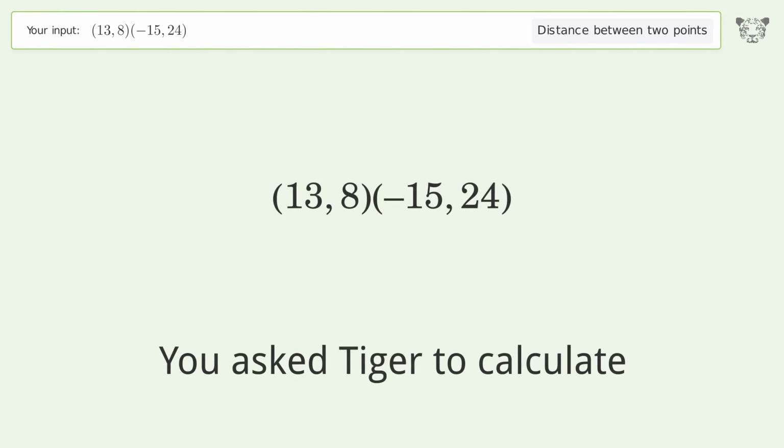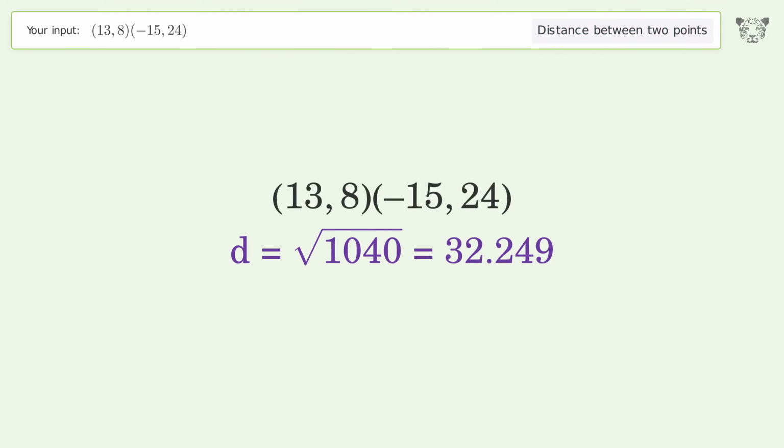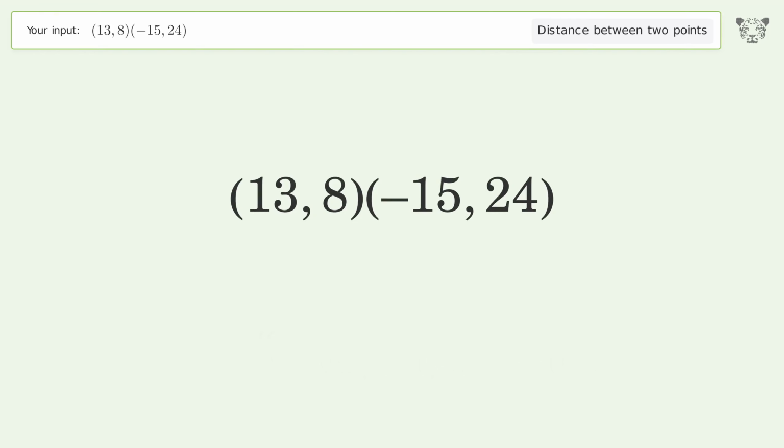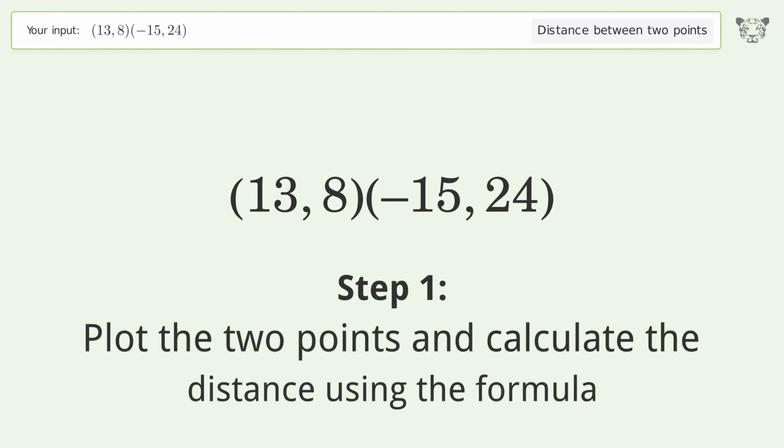You ask Tiger to calculate. This deals with the distance between 2 points. The distance between the 2 points is the square root of 1040, or 32.249. Let's solve it step by step. Plot the 2 points and calculate the distance using the formula.